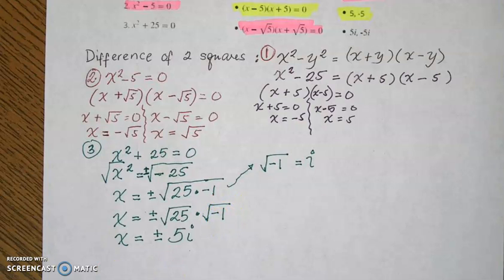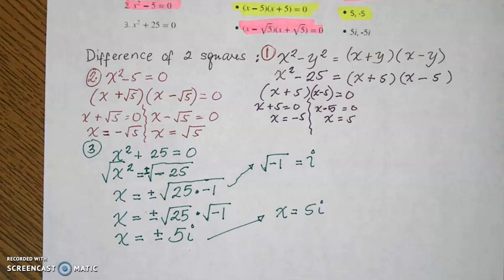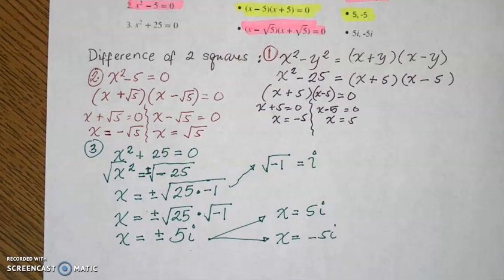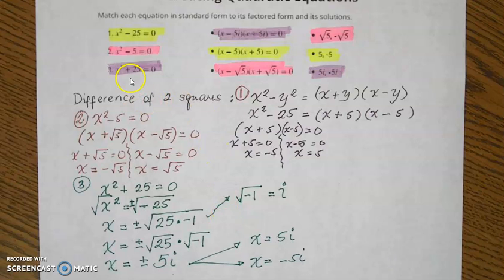And you know that this means that one solution is x equals positive 5i, and the other solution is x equals negative 5i. So now for this standard form, this now is the factored form, and these are the solutions. I hope you learned a lot, and let us now move on to our next activity.